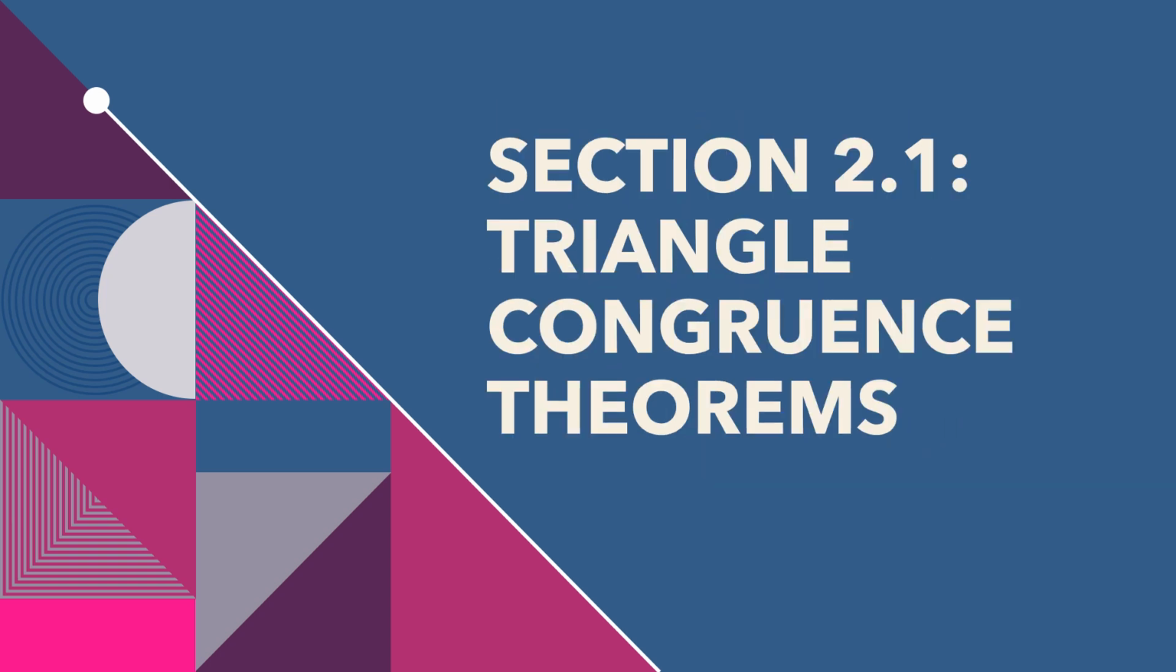Section 2.1 is called Triangle Congruence Theorems, and this section is really just setting us up for the rest of the unit, or the rest of the chapter. It gives us a bunch of theorems that you're going to need to use in proofs for the rest of this unit.